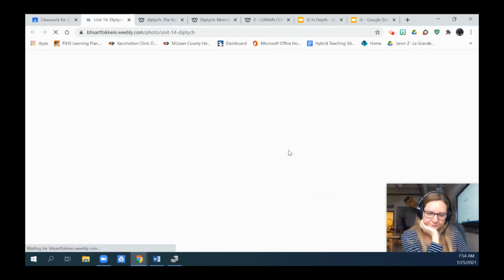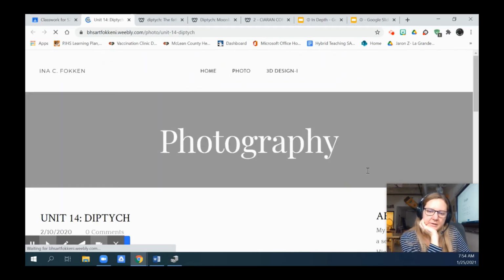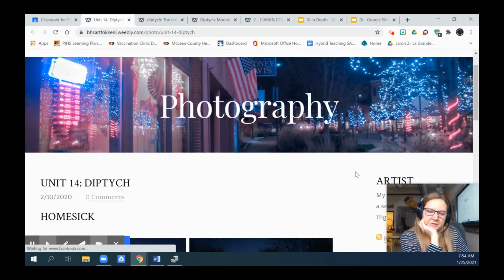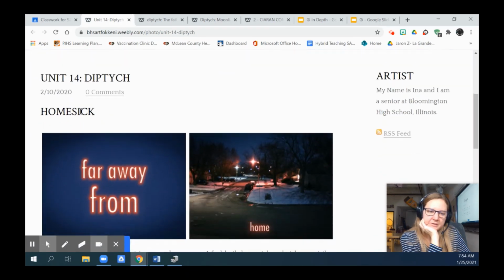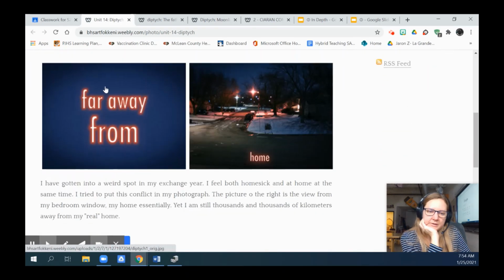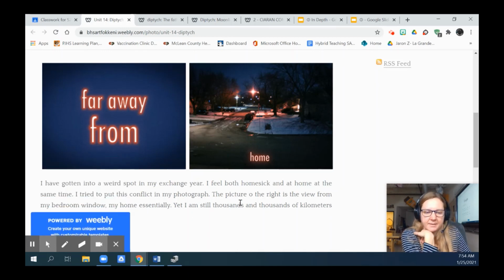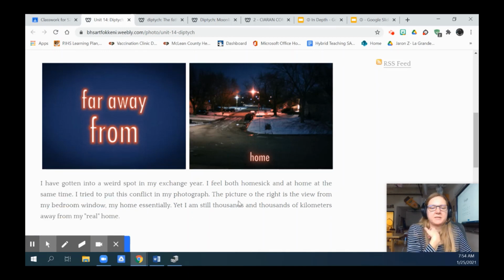This one here is from a foreign exchange student from Germany, and it's called Homesick. And it's far away from and home. And notice she did caption them. She said, I've gotten into a weird spot in my exchange year. I feel both homesick and at home at the same time. So she tried to put this conflict into her photograph.